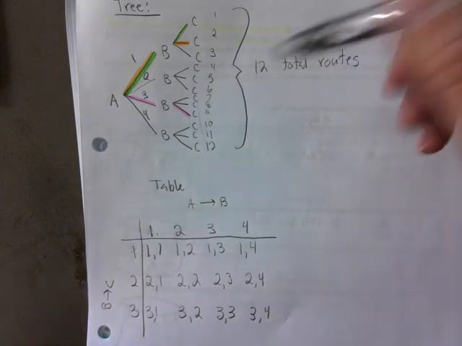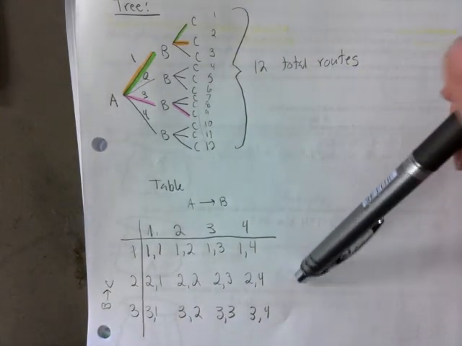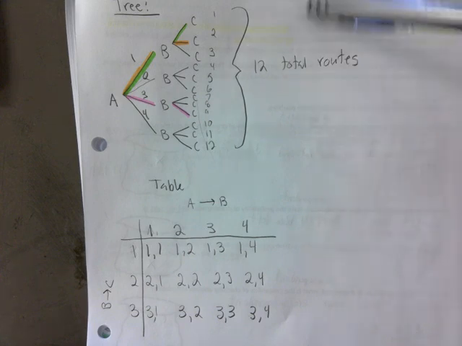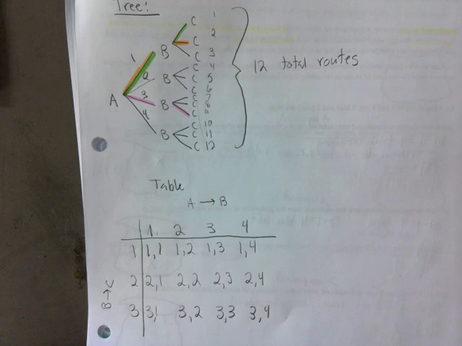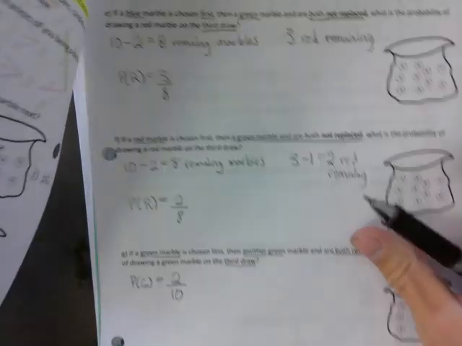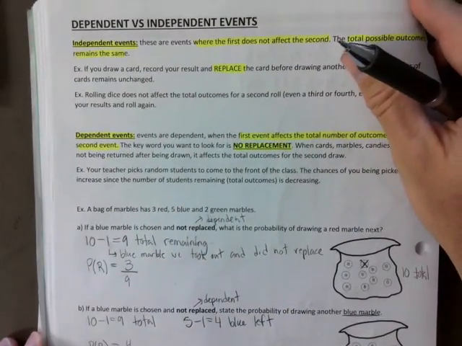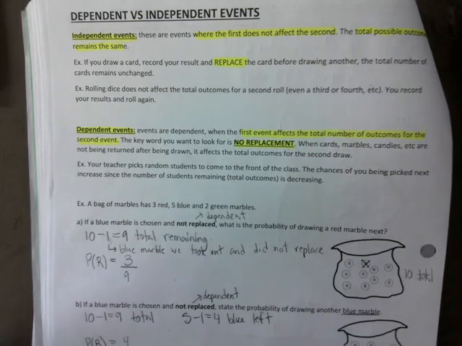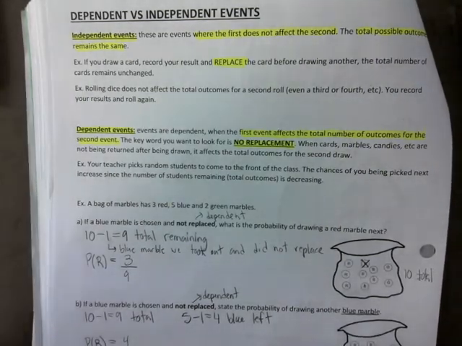So again, make sure you know how to do a tree and a table. So I'm hoping to cover the last topic today. Okay. Right, and then we went to dependent and independent events. And again, essentially nothing really new here.